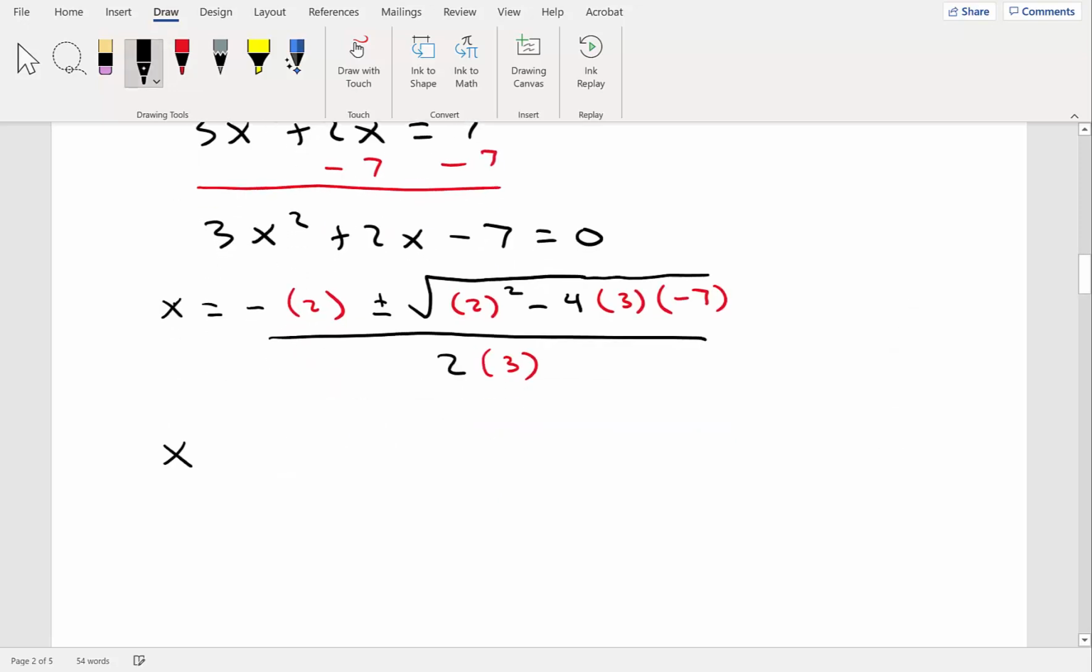Now simplifying, I get x is equal to, I have negative 2 plus or minus square root of 4, so 2 raised to the second power gives me 4. Now I have negative 4 times 3, which is negative 12. Negative 12 times negative 7 is going to give me positive 84. And I have all over 2 times 3, which is 6.